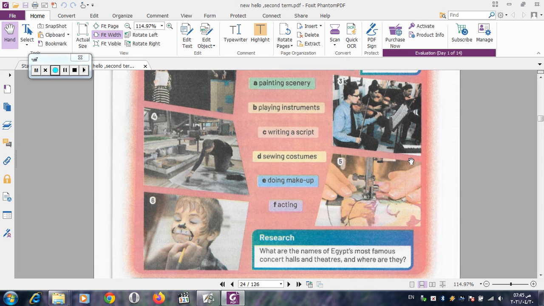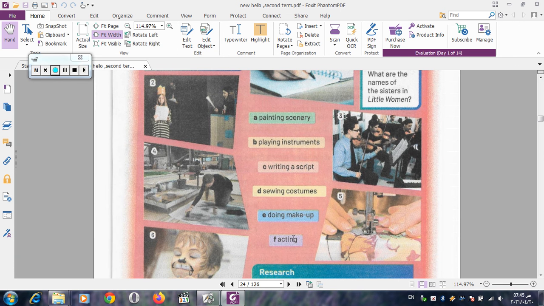These six pictures, you have to match them with these words. Letter A, painting scenery. B, playing instruments. C, writing a script. D, sewing costumes. E, doing makeup. F, acting. You can match them quickly. Acting, yes, picture 2. Doing makeup, I think picture 6, yes, right.